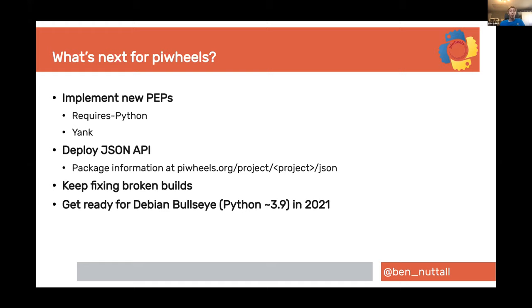We've also got a JSON API, so you can look up package information about which packages are available, and that's coming soon. And there's always work to be done to fix any broken builds. Next year, there'll probably be Python 3.9 coming in Debian Bullseye. So we'll have to work for that as well.